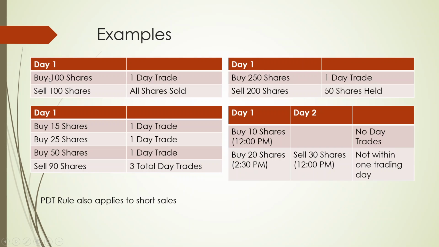So let's start with our first one here. This is a very straightforward one. You buy 100 shares and you sell 100 shares all in one day, day 1. Okay, that's 1 day trade. All shares are sold. Cool.